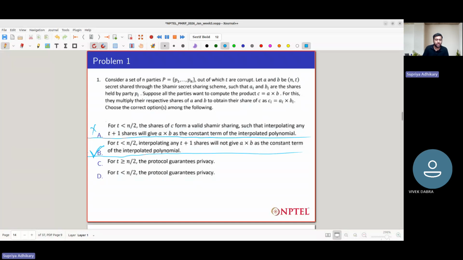Now for t greater than or equal to n over 2, the protocol guarantees privacy. This is definitely not true. The protocol doesn't guarantee privacy in any case, and even for t less than n over 2, the protocol does not guarantee privacy. So this is also not true. So B is the only correct option.